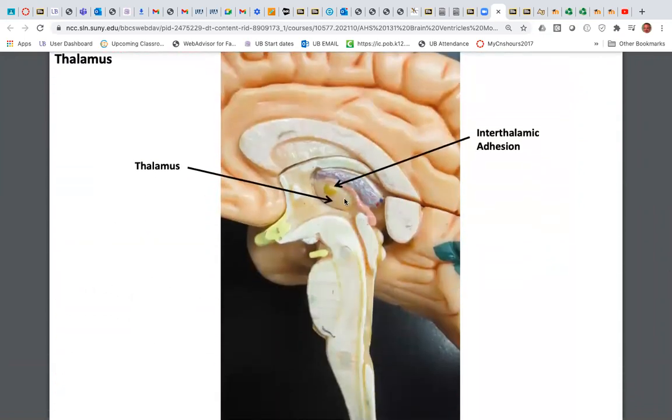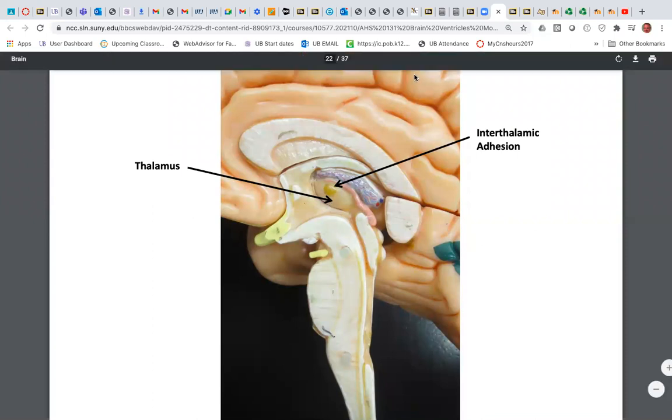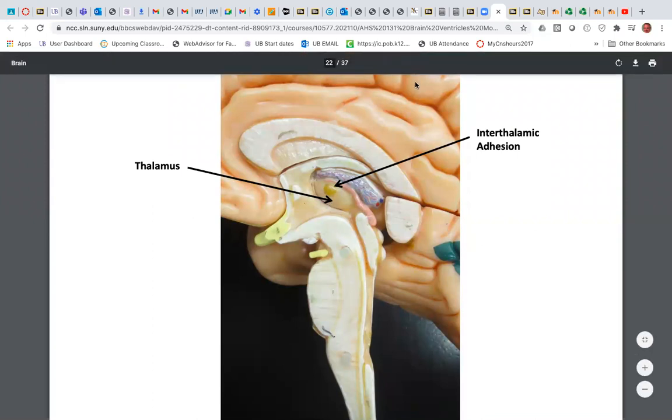When we look at this structure right here, this round almond-like structure, this is the thalamus. And the thalamus is the relay station for all of your sensory input. So all of the sensory input comes up the medulla, through the pons, into the midbrain, and will make a relay here at the thalamus, and the thalamus will end up shooting it up to the post-central gyrus, which is where all the sensory input finally ends up. But it is the thalamus that is the relay station.